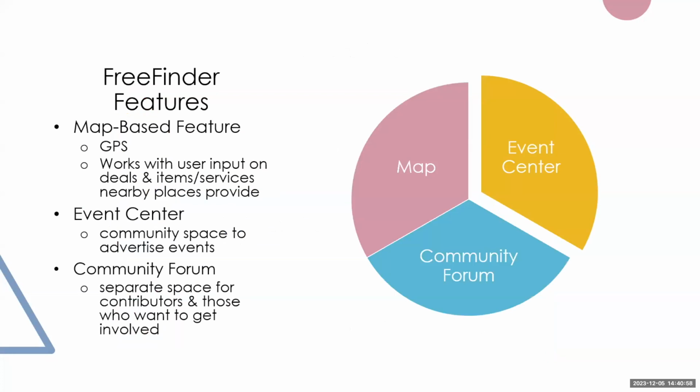And so features, of course, is like a map-based feature. So it's kind of working off of a GPS. This also works with user input. So an item and services that are nearby places provide. For instance, if there's a restaurant nearby that has a deal on something and someone realizes that, they can put that into there as well.